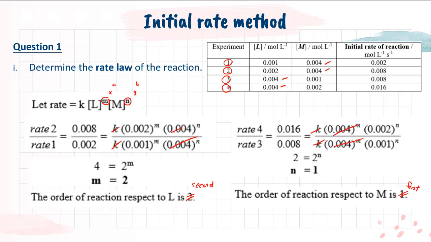Now, once you have got the order of reaction for L is second and for M is first, then we can write our rate law. Rate equals k, concentration of L raised to the power 2, and then concentration of M raised to the power 1. So you can see that the overall order of reaction is third order. 2 plus 1 gives you 3, third order overall.